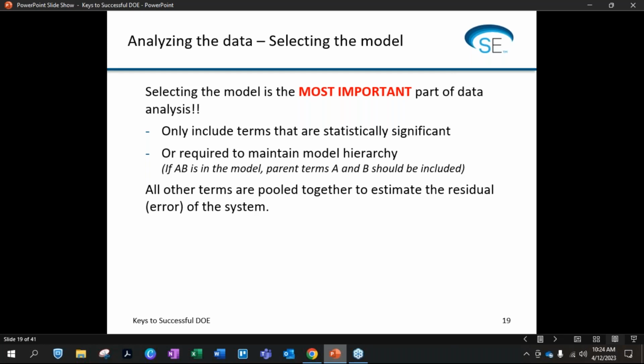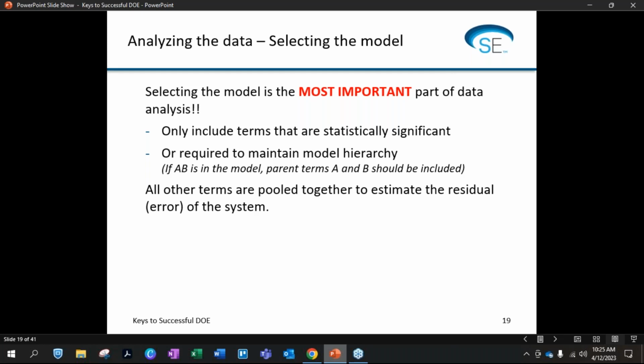And what is model hierarchy? Hierarchy means that if you have a child term, like an interaction like AB, if that child is in the model, then the parent terms A and B should also be included in the model. Another type of higher order term would be a B squared term. If B squared is in the model, then the parent term B also needs to be in the model, even if it's not statistically significant on its own.